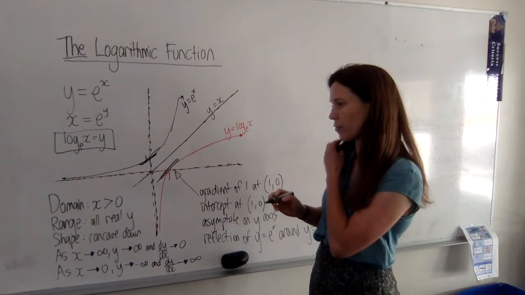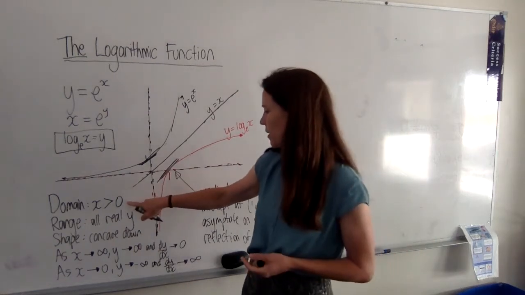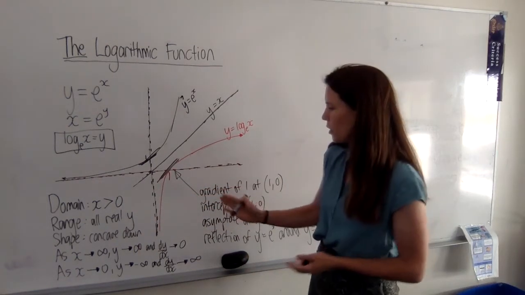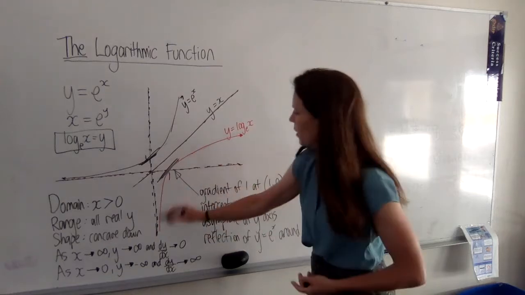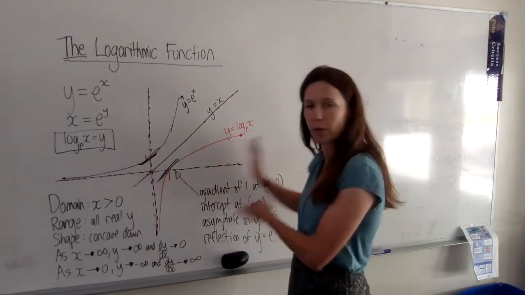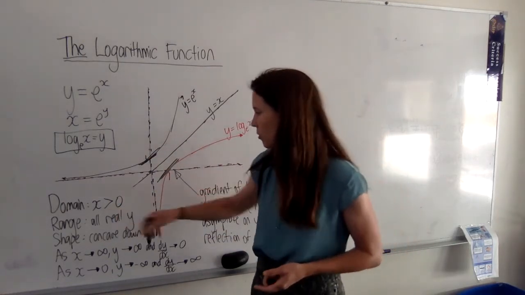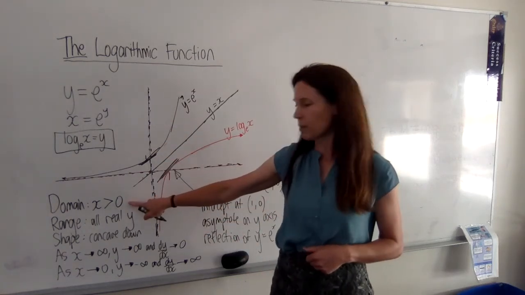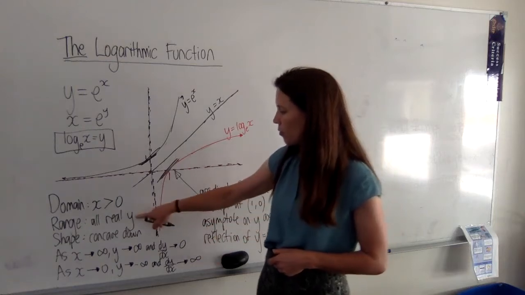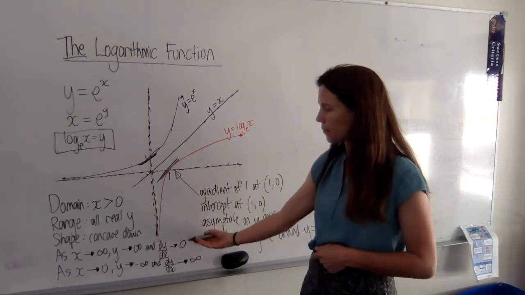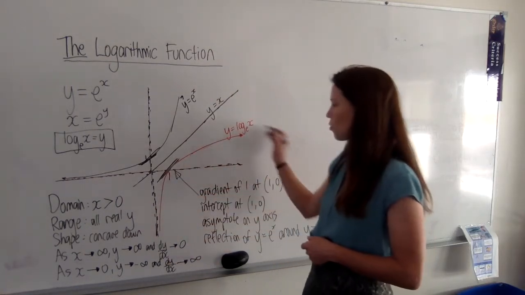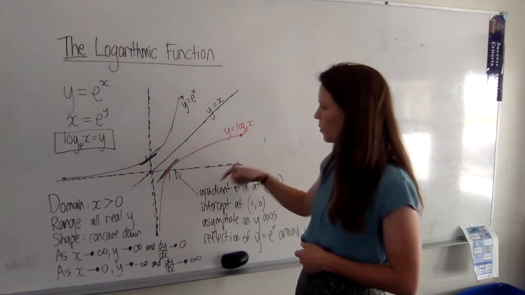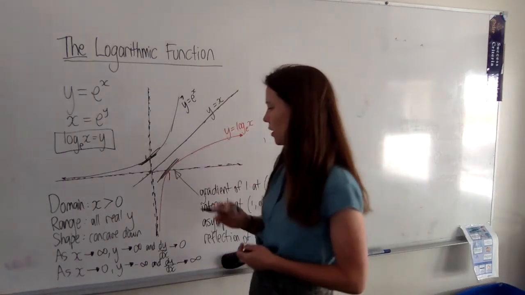A few other features that we should probably note about this graph, as we did when we looked at the exponential function. If we look at its domain, the values of x that are possible, we can see that this red one here only goes from x equals 0 up. But x can't actually equal 0 because we have an asymptote here. So the domain is that x has to be greater than 0. The range is all real y. The shape is always concave down, as opposed to our exponential curve, which is concave up.